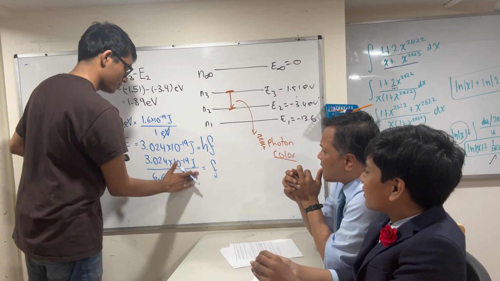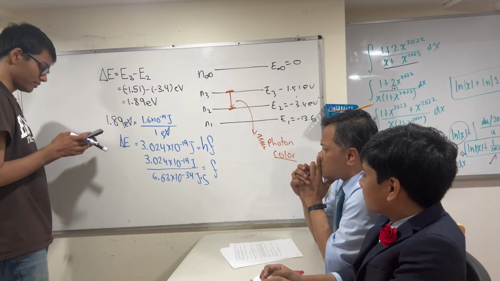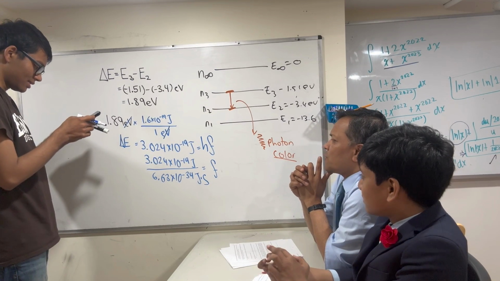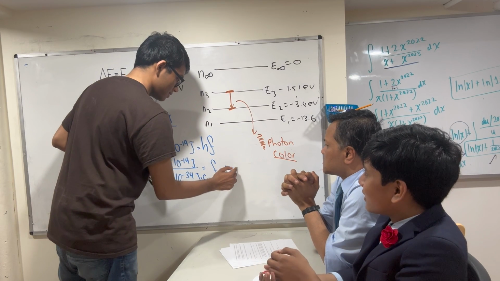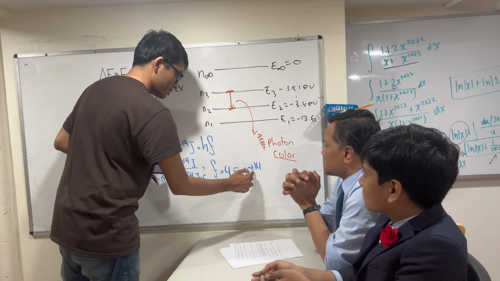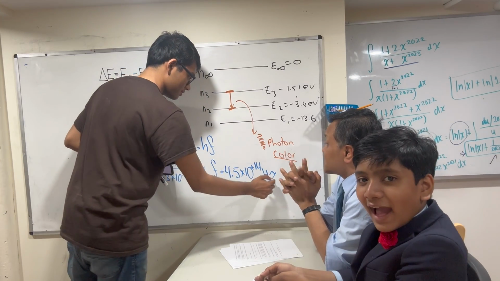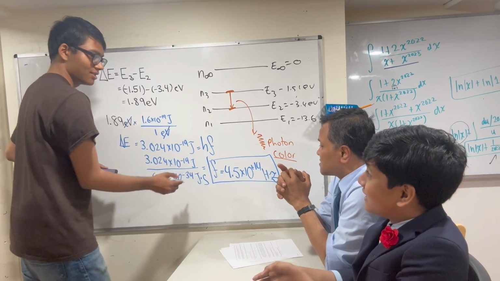Not joules. You have joule second. So, doing this, 4.5 times 10 raised to 14. Minus 14? No, plus 14. Plus 14, right? 14 hertz. Because if it is minus 14, then it wouldn't be red. That's right. So this is red.